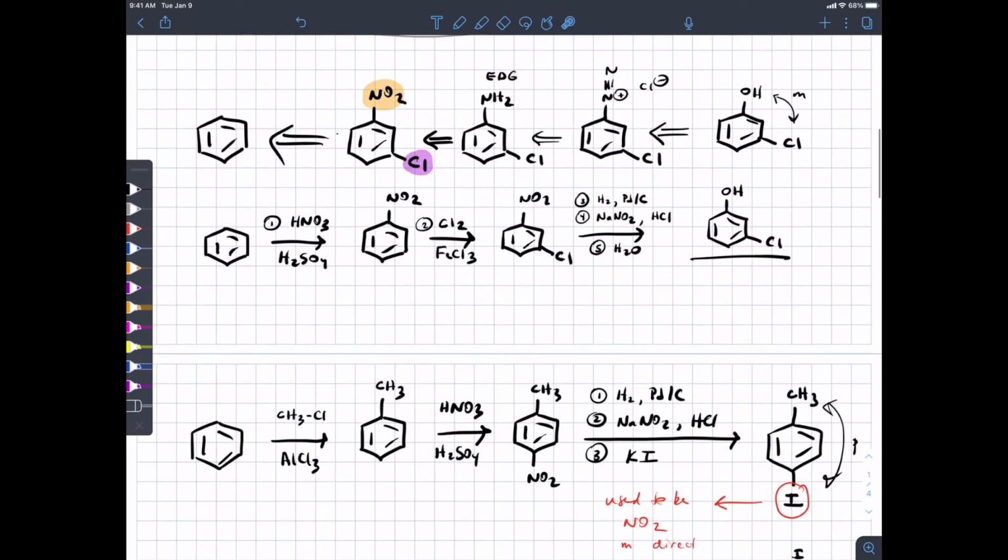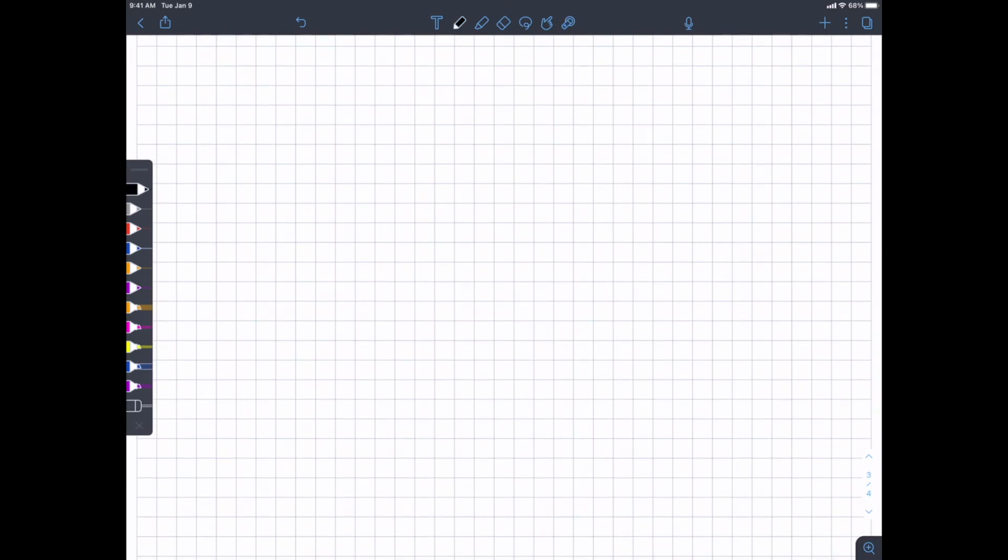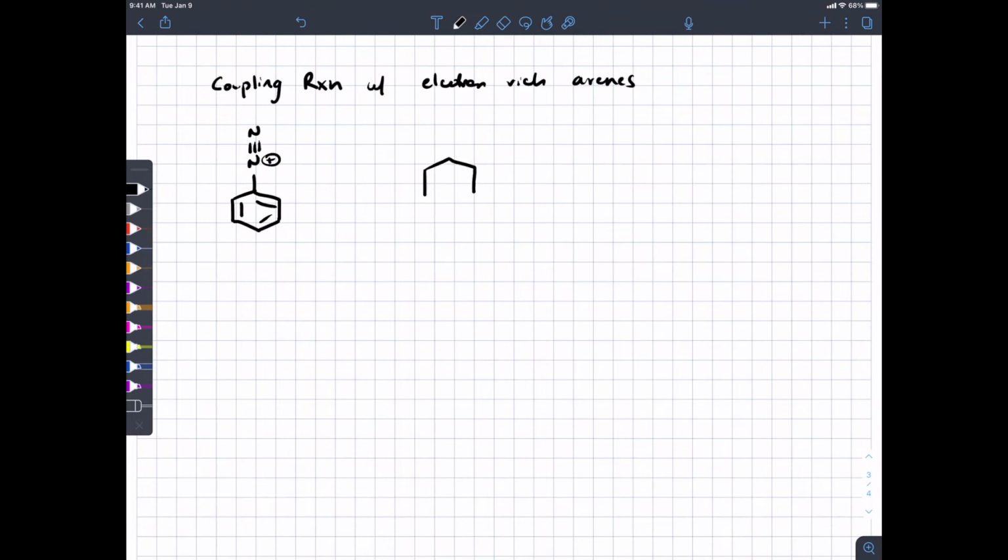So now, I think I told you at the end of last class, one other thing you can do with diazonium salts, and that is coupling reactions with electron-rich arenes. Let me give you an example of this. Once you have the diazonium salt, that can be an electrophile for an electrophilic aromatic substitution reaction.